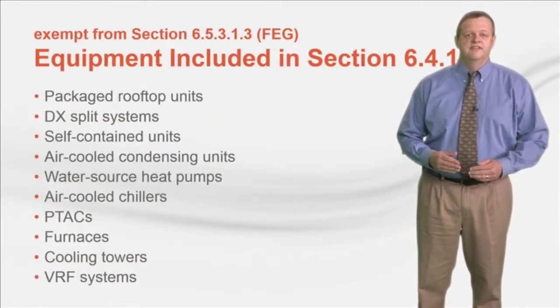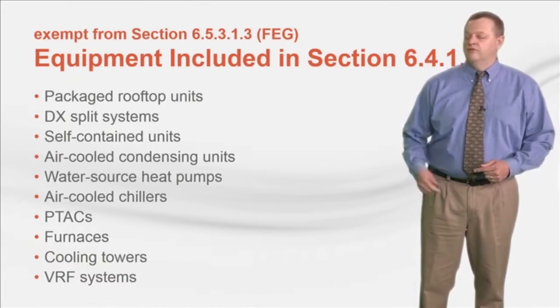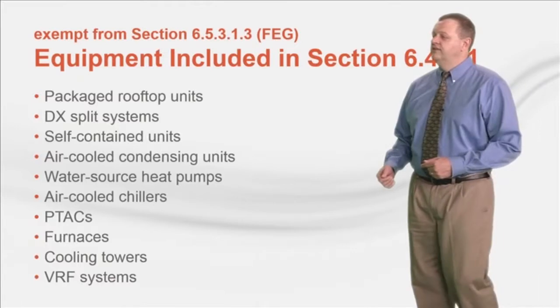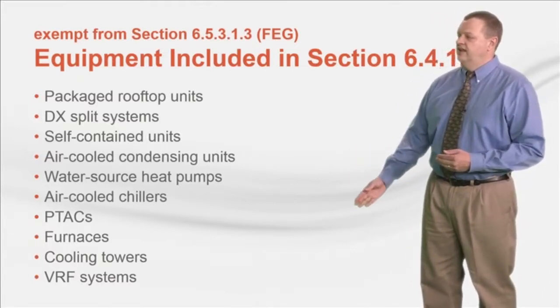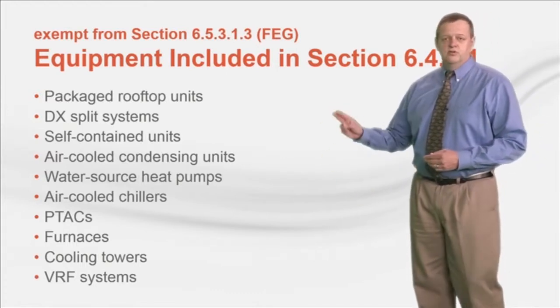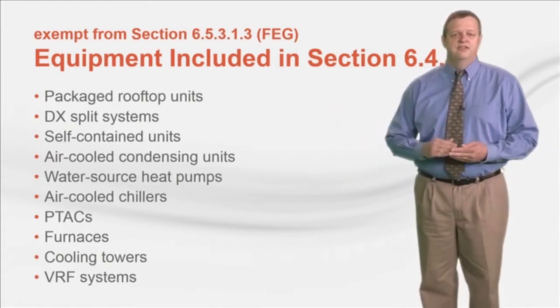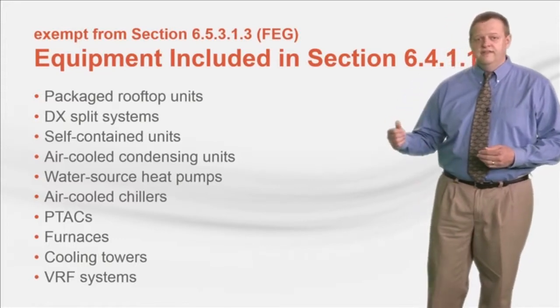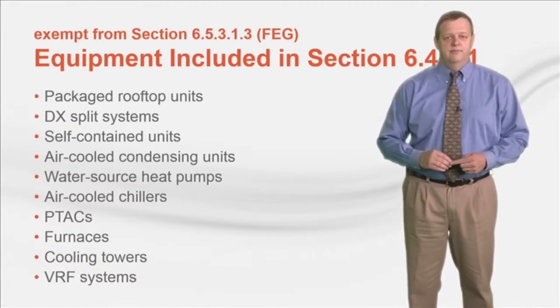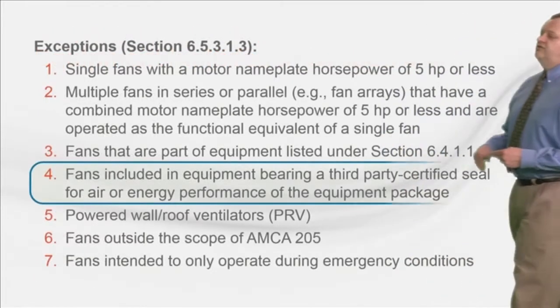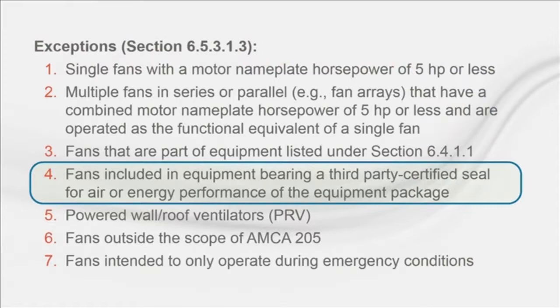Section 6.4 of the standard is where you find the tables listing the minimum efficiency requirements for equipment such as packaged rooftop units, water source heat pumps, air-cooled chillers, PTACs, and VRF systems. Since this equipment already has an overall minimum efficiency requirement, the fans that are included in these products are currently exempt from having to also meet the minimum FEG requirement. In addition, fans that are included in equipment that already bears a third-party certified seal for energy or air performance are also exempt.